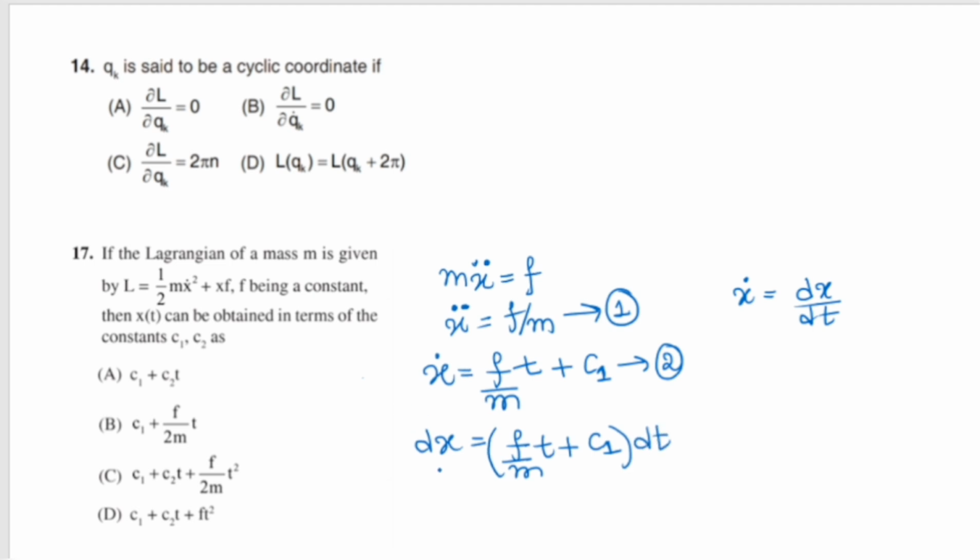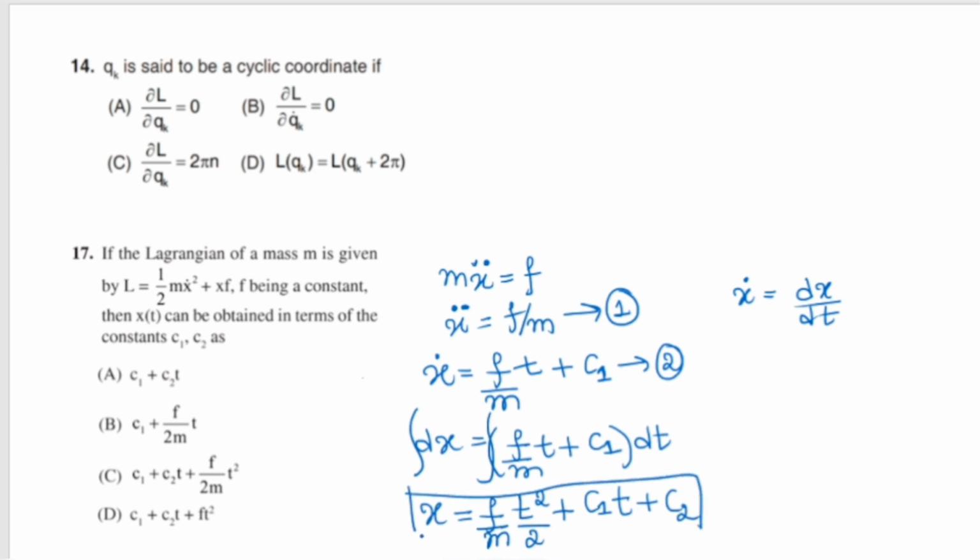Okay. So dx, on integration, will be x. So x will be F divided by m, this F divided by m is a constant. Integration of t with respect to dt is t square by 2, plus c1 into dt. c1 is itself a constant, so c1 into dt means c1 into t it will be, plus again one more constant will arrive, that is c2. So this is the solution. So which option matches here?